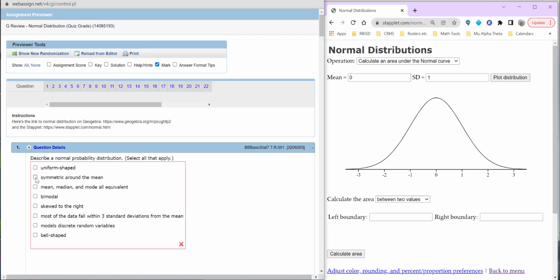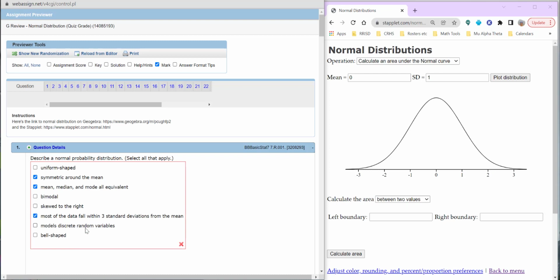So symmetric. Mean, median, and mode are all equivalent. Yes, the median is the halfway point and the mode is the highest point. And those are all the same. It is not bimodal. It doesn't have two peaks. It's not skewed. And most of the data does fall within 3 standard deviations of the mean.